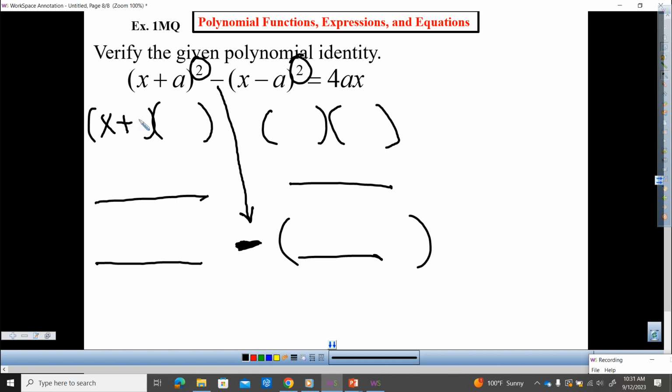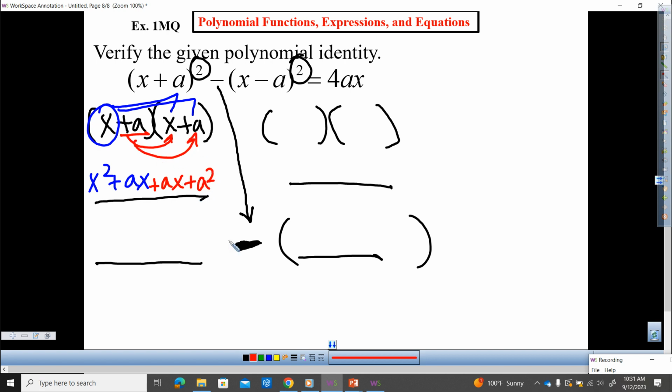All right. So, (x + a)(x + a). So we said Brandon was going to help us. All right, Brandon, go. x times x, x squared, x times a, ax. A times x, and a times a, a squared. All right, let's combine. Bring this one down. 1ax and 1ax, that's a total of 2ax. And then bring down the a squared.